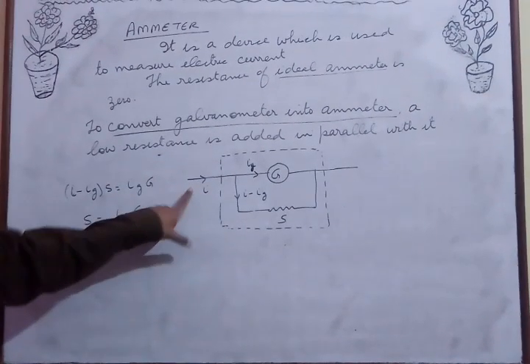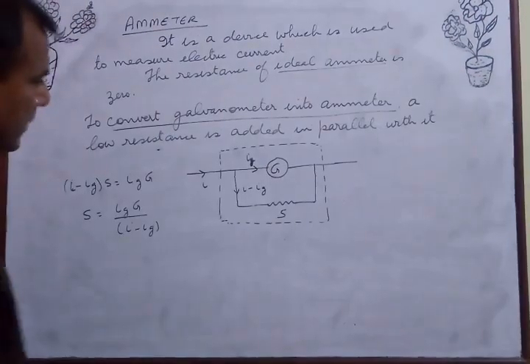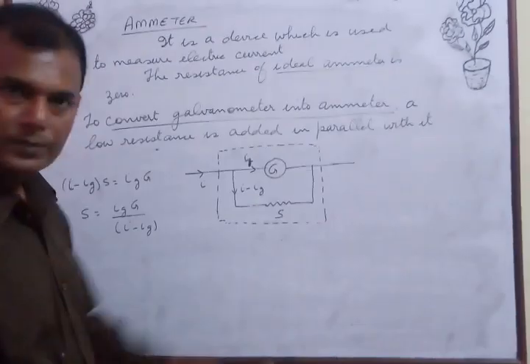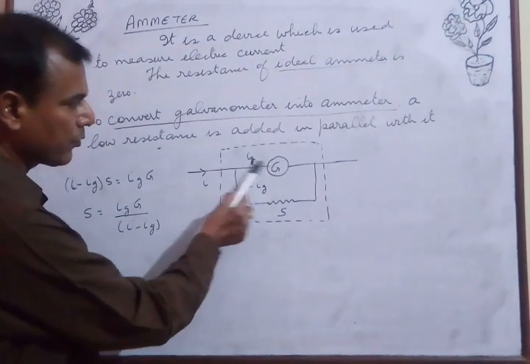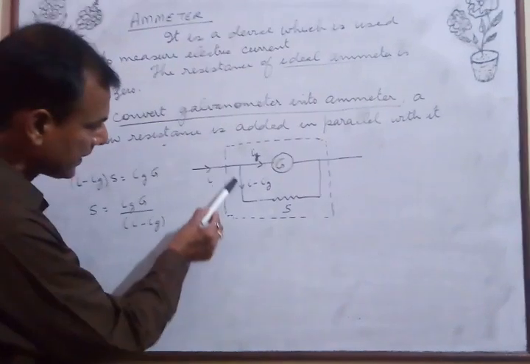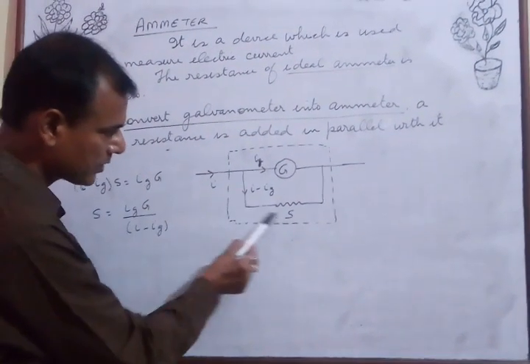If I is the current which is passing through this ammeter, at the junction, current will distribute. Suppose Ig current flows through the galvanometer. The remaining current, I minus Ig, passes through the shunt.